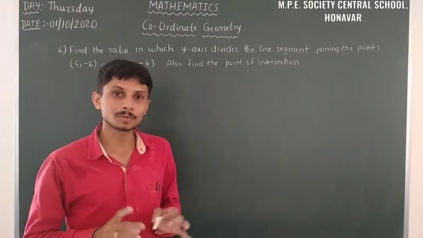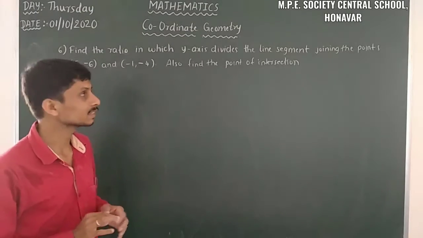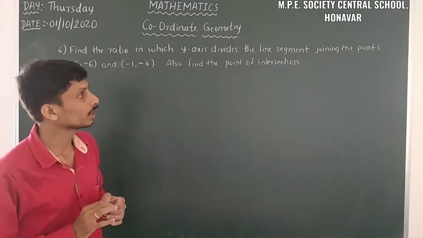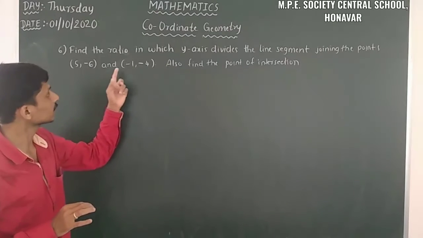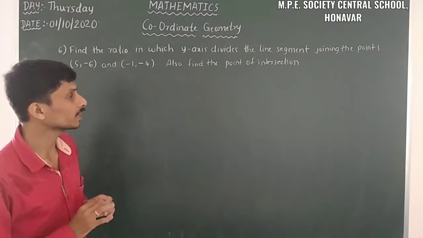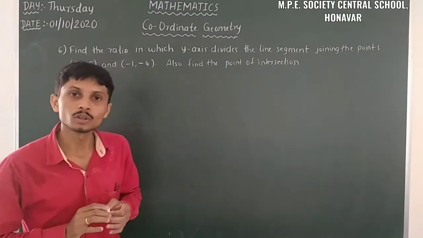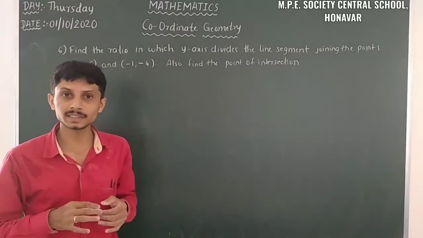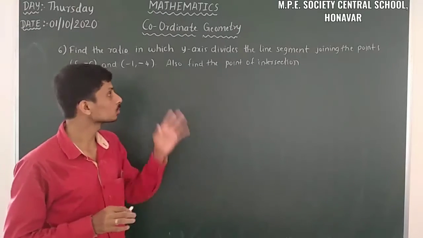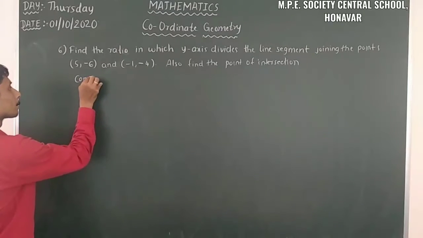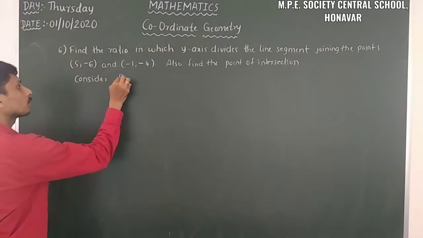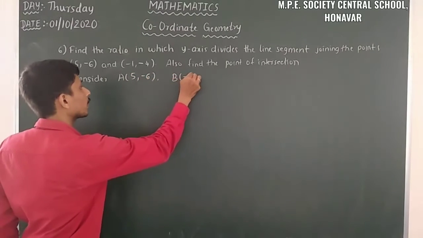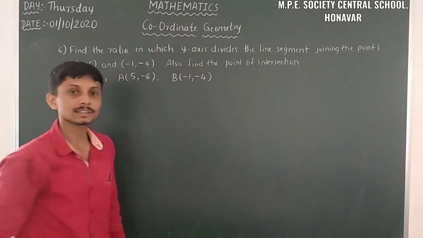Yes, the last problem of this chapter. The problem tells us to find the ratio in which the y-axis divides the line segment joining the points 5, minus 6 and minus 1, minus 4. Also find the point of intersection. So here in this case we have to find the ratio as well as the point of intersection. Firstly, I will consider those 2 points: A of 5, minus 6 and B of minus 1, minus 4, and also the ratio.